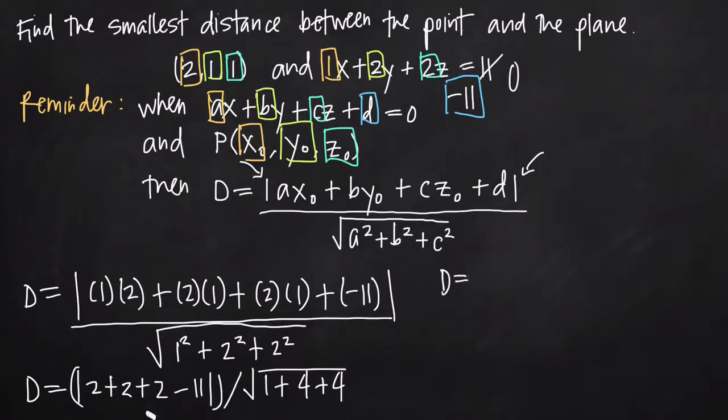So we're going to get d is equal to, here in the numerator in our absolute value bars, 2 + 2 + 2 is 6, minus 11 is a negative 5. So we have the absolute value of negative 5. And in our denominator, 1 + 4 + 4 is 9, so we have the square root of 9. And when we simplify, of course, in the numerator, the absolute value of negative 5 becomes a positive, so we get positive 5 in the numerator. Square root of 9 is 3. So we know that the smallest possible distance between the point (2, 1, 1) and the plane is 5/3.